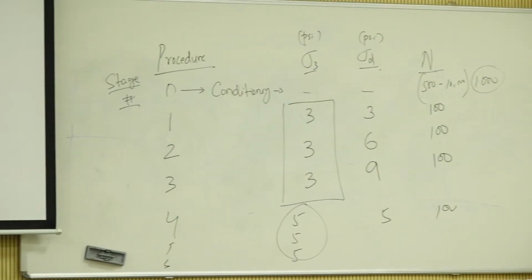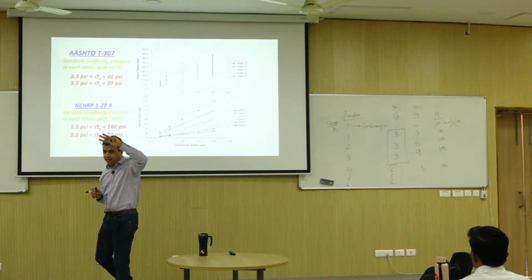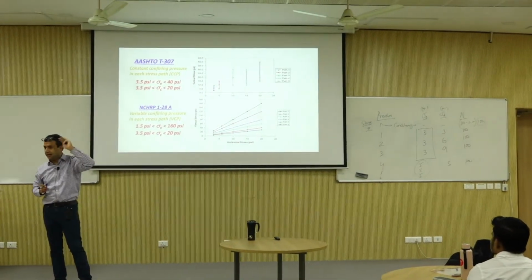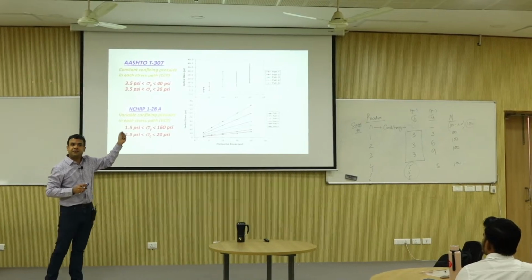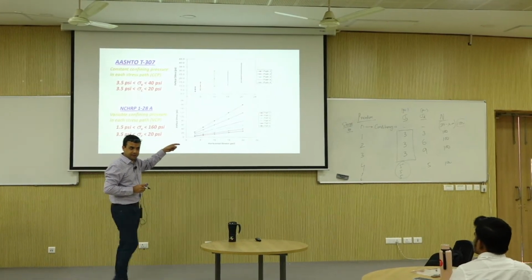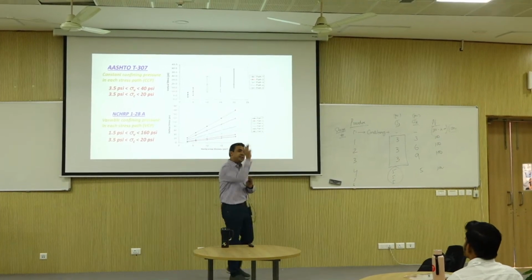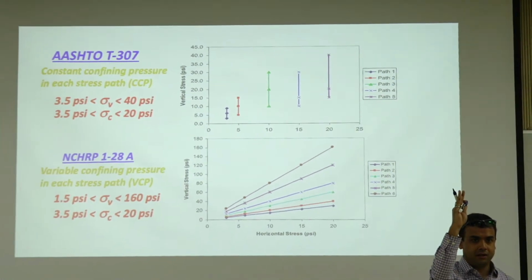3, there are 3 data points, 5, there are 3 data points, 10, 3 data points, 15, 10 data points, 20, 10 data points. 5 times 3 is 15 cycles of constant confining pressure. So the slope is vertical, I mean infinity, basically the lines are vertical.